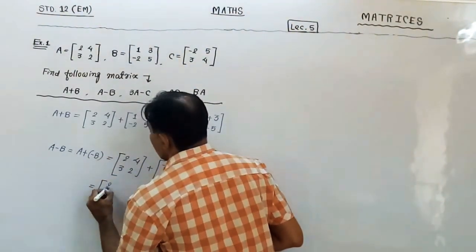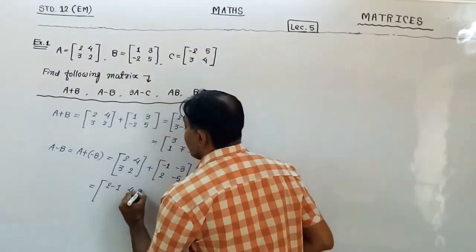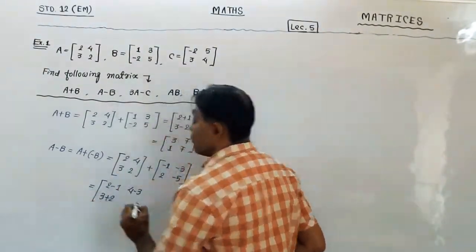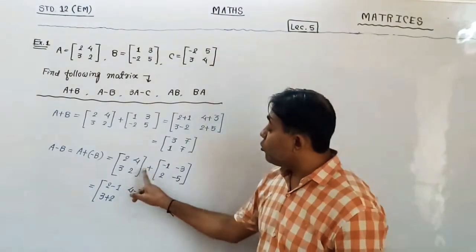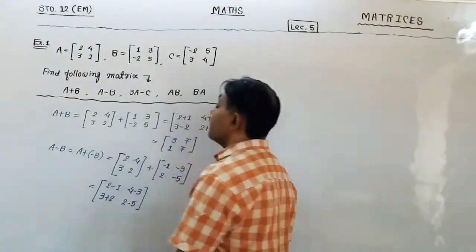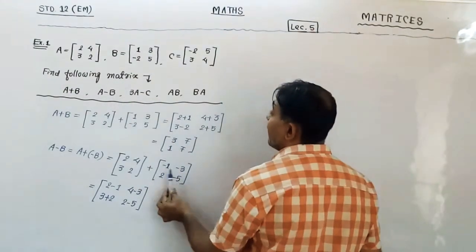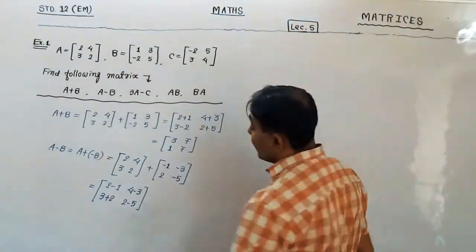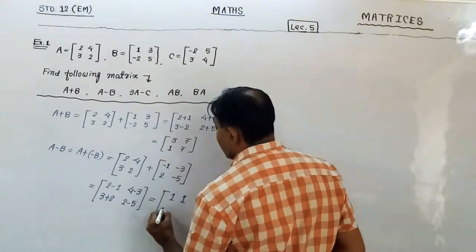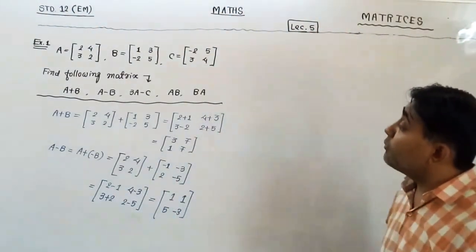2 minus 1, 4 minus 3, that is one. After that 3 plus 2, and finally 2 minus 5. I repeat once again: minus B means I just multiply all the elements with a negative sign, and after that addition. And addition is very simple. 2 minus 1 is 1, 4 minus 3 is 1, 3 plus 2 is 5, and 2 minus 5 is minus 3. So it's such a sweet example.